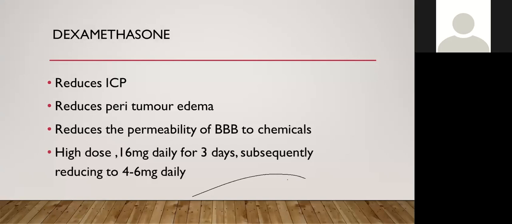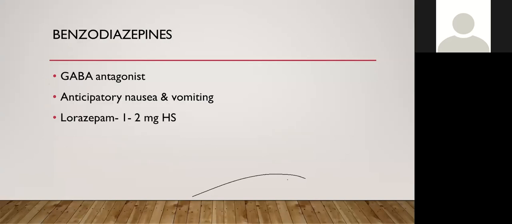Dexamethasone, how does it work in nausea? It reduces the intracranial pressure and reduces the peritumor edema. It will also reduce the permeability of the blood-brain barrier to the chemicals. Usually, we have to give higher doses, 16 milligram for 3 days, and subsequently it can be reduced to 4 to 6 milligram daily. Next slide, please.